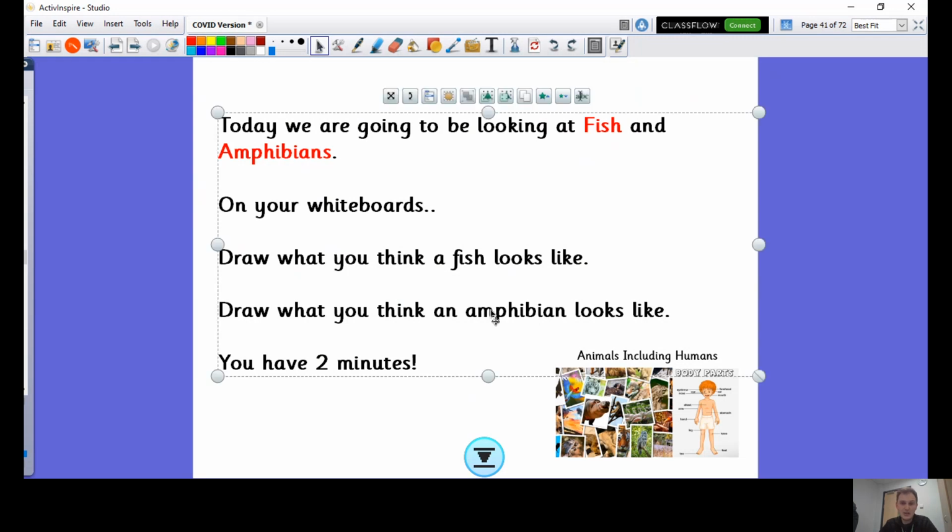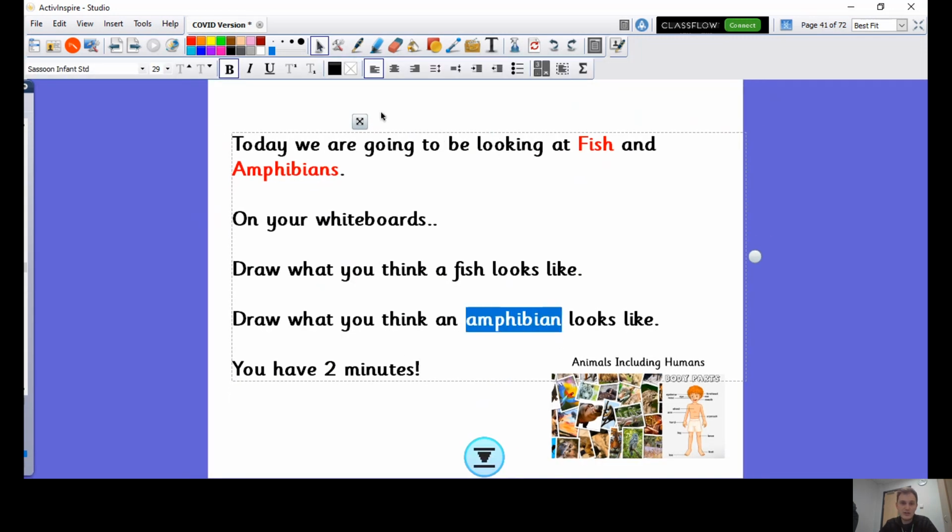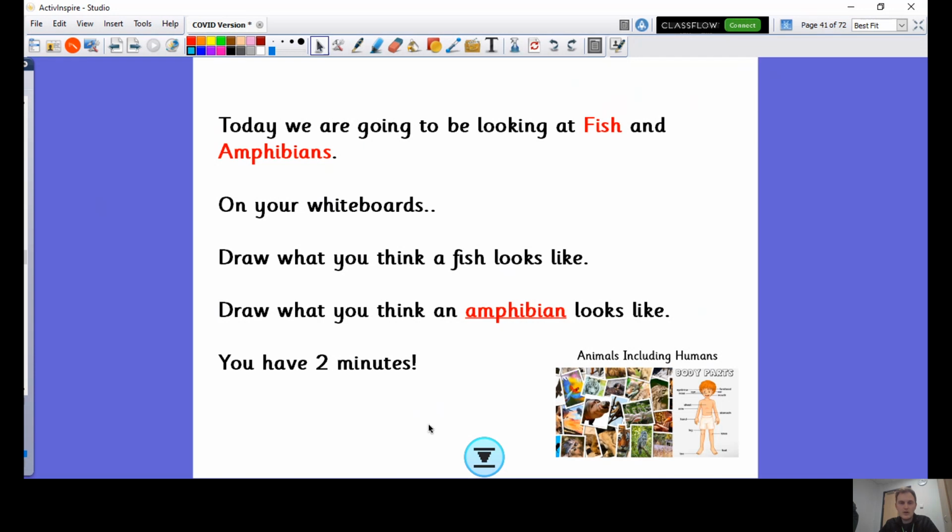Now, amphibian is a very tricky word. There it is there. I've underlined it for you and I'll put it in red. You may not have heard of that word before, an amphibian, but you may have heard of it before. Have a go. You've got 2 minutes now. I'll pause the video. Have a go at drawing what you think a fish looks like and what you think an amphibian looks like. And then we're going to find out a little bit more about both of those.